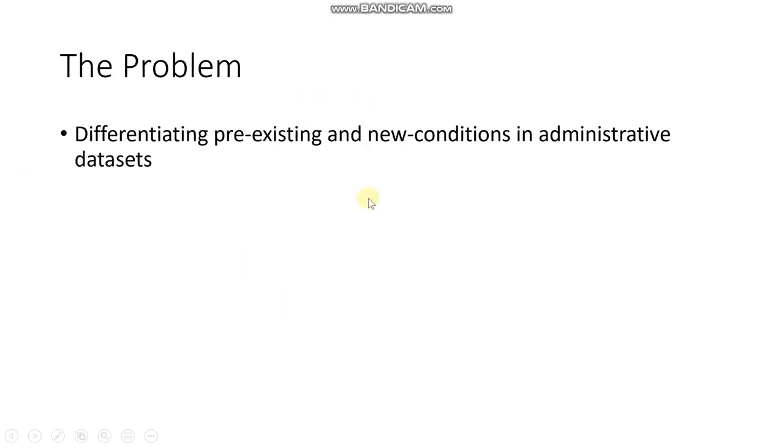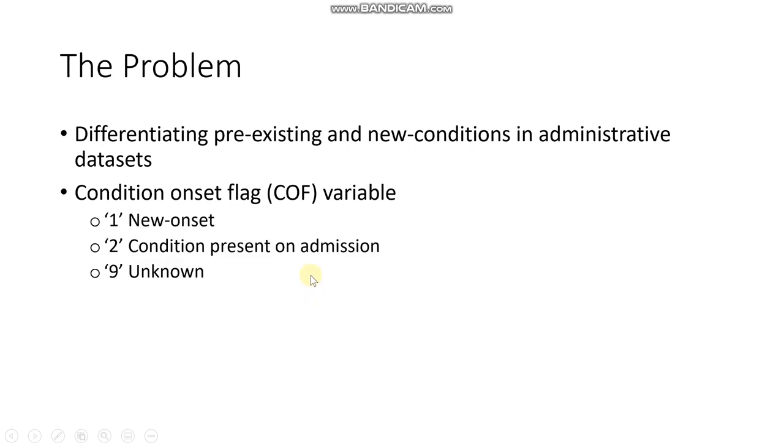But this is where the problem lies, because for clinicians and researchers, making that distinction between pre-existing and new conditions is critical when modelling for important patient outcomes. As such, we have the condition onset flag variable, which most datasets have now generated, which identify new onset conditions as well as conditions that are present on admission. But this variable is only available after July 2008, and therefore predating this, the data could potentially be wasted.